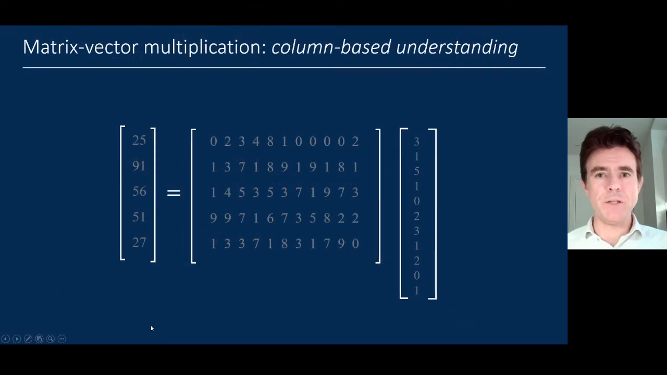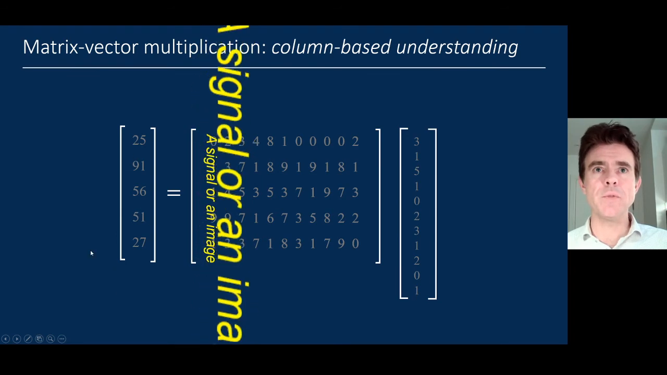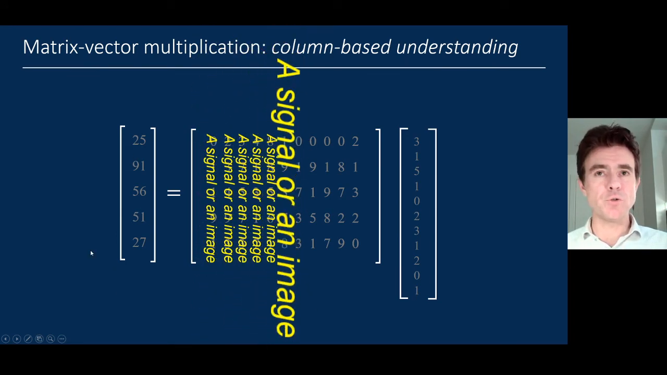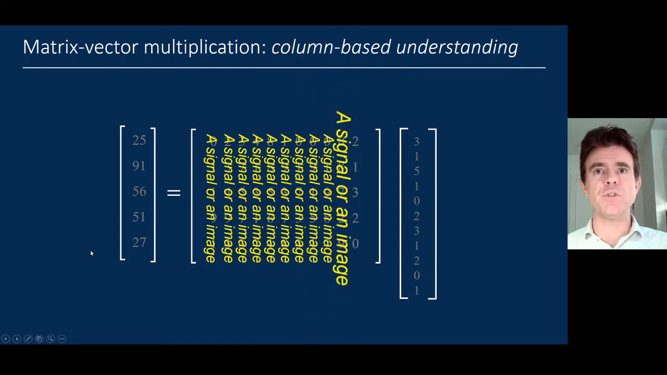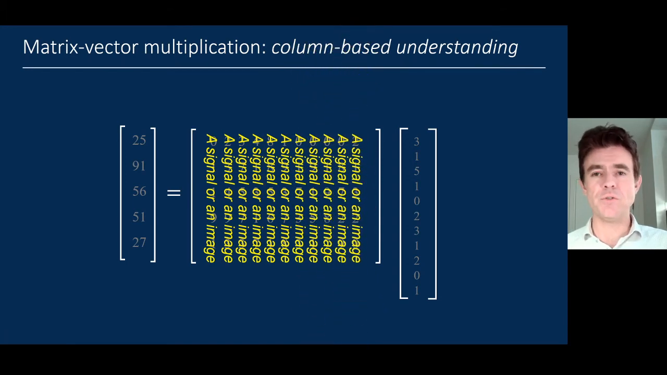Okay, so that was the row-based understanding. I think it's also useful to look at a column-based understanding. So again, here's our matrix A, and there's our input vector x, output vector y. And now again, I'm emphasizing that those columns could also be interpreted as signals, images, or sampled functions.